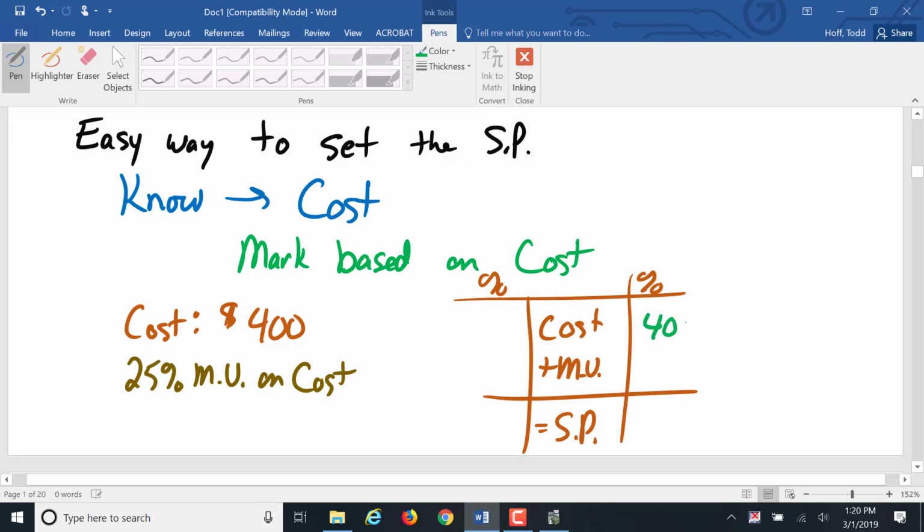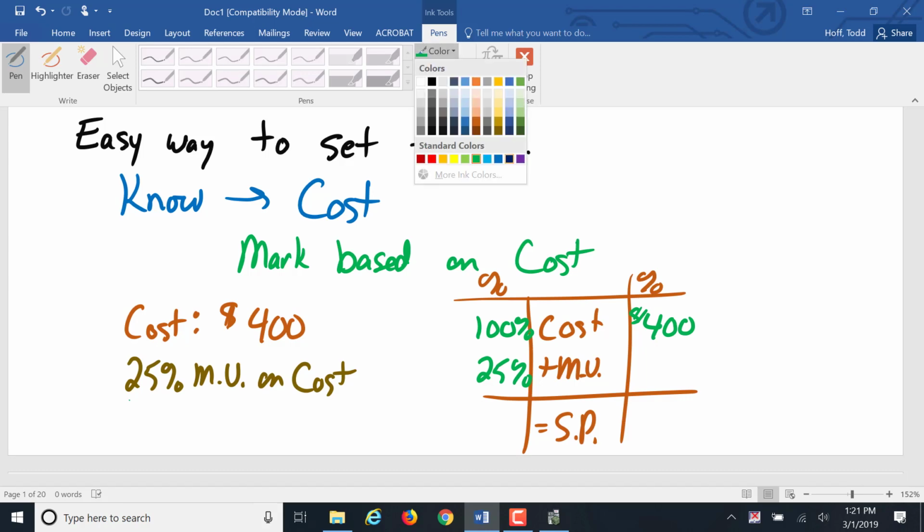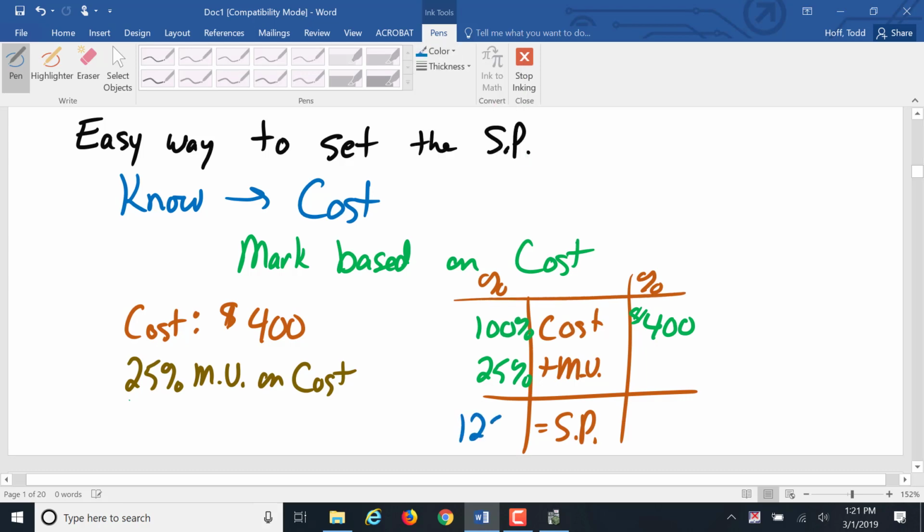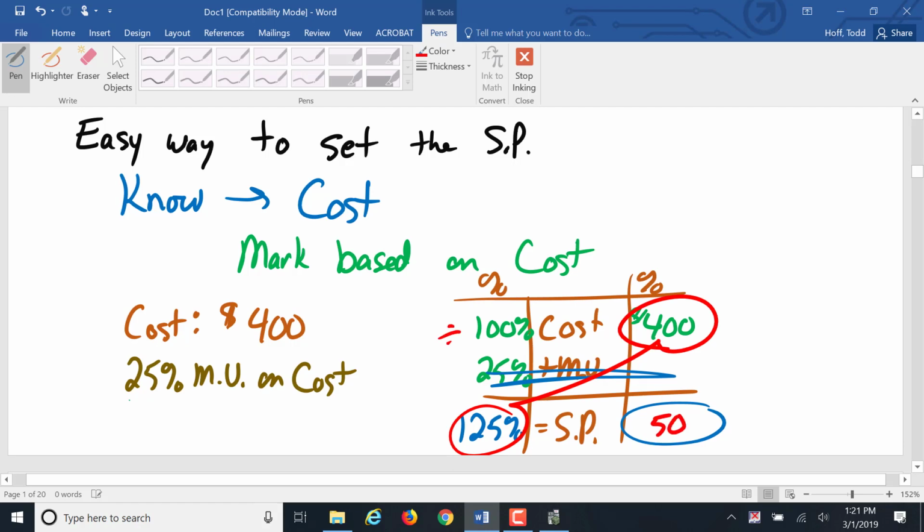$400 goes in the cost. 25% goes in the markup based on cost, so 100% goes in the cost. We add those up to get 125% for the selling price, and now we find that selling price. We cross multiply and divide: 125 times 400 divided by 100, we get a $500 selling price.